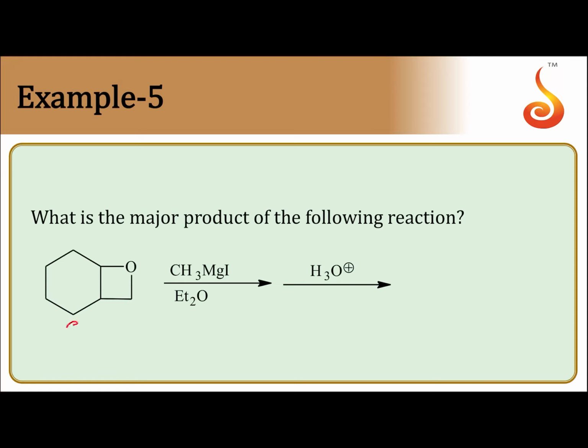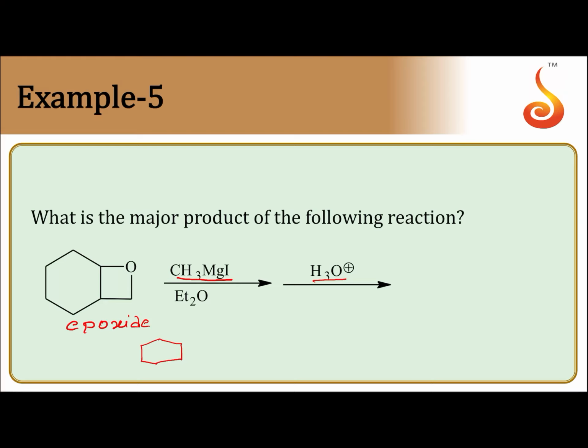What is the major product of the following reaction? This reactant is an epoxide. The epoxide is treated with Grignard's reagent followed by hydrolysis, and the reaction is acid catalyzed. If the reaction is acid catalyzed, it follows SN2 mechanism.